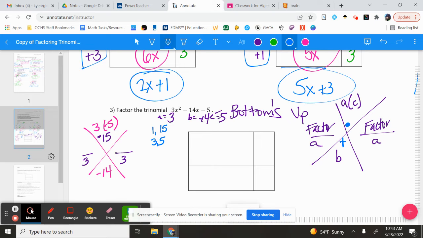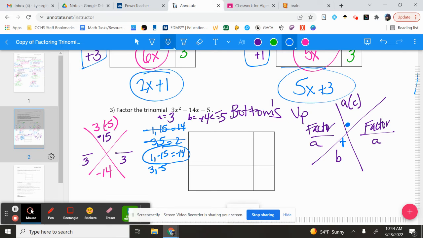Now I know because my A value is negative, one of these two things needs to be negative. So I can check these opposites as well. Out of this list, I need to add these two numbers together and see which ones actually equal negative 14. So when I add negative 1 and 15, I get positive 14. That can't be it. When I add negative 3 and 5, I get 2. That's not it. When I add 1 and negative 15, it equals negative 14. So these are my two factors.